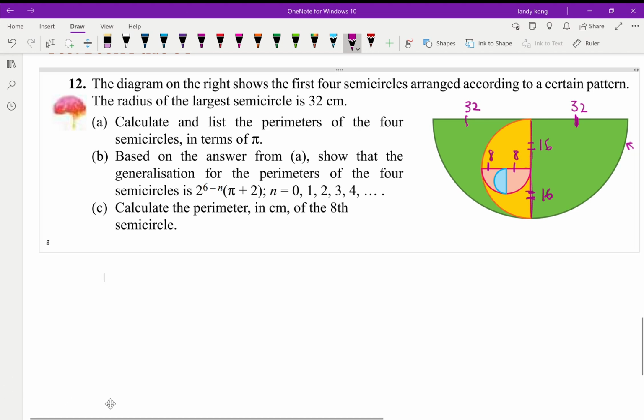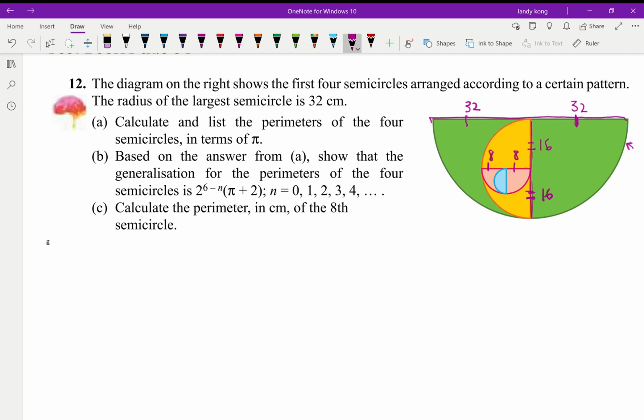Okay, so first we need to know the perimeter. So for the perimeter, I need to know the length of this side, which is 32 plus 32. How about the length of the arc? We know that for one circle, the length of the arc is equal to 2 pi r. Now it is a semicircle, that means we need to divide by 2, right? So the formula will be pi r. So this is the length of the arc of a semicircle.